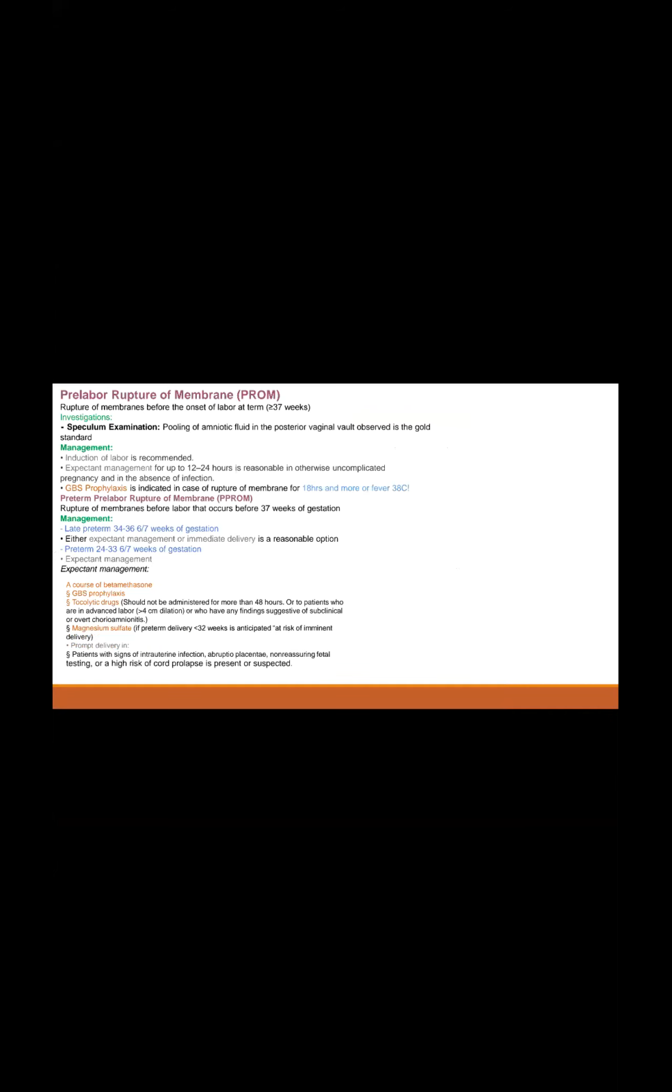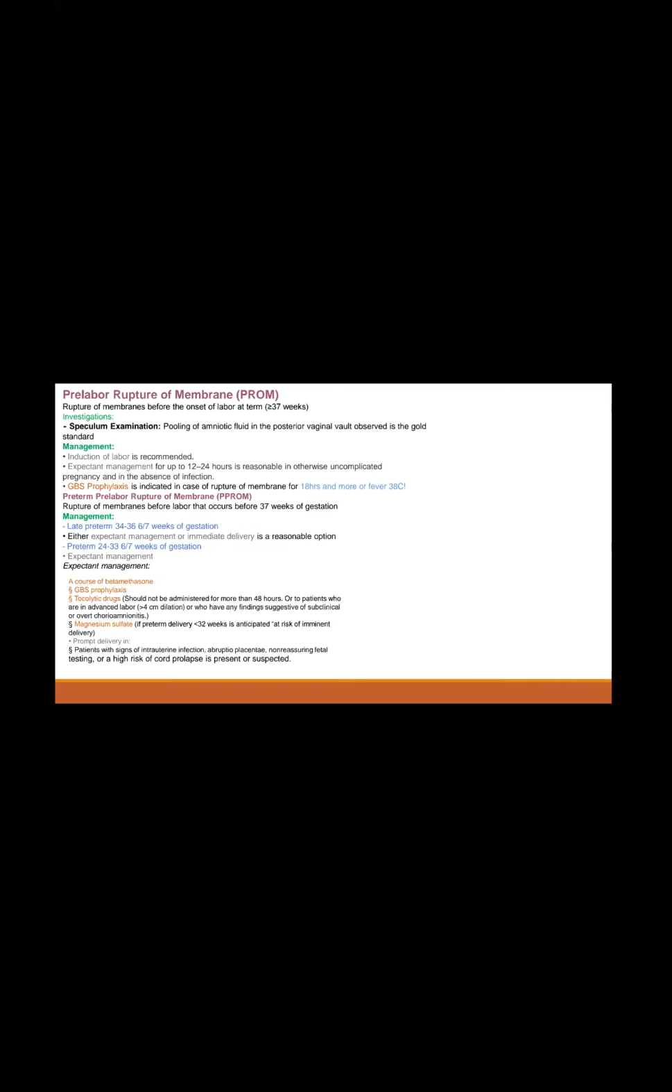So for management, we have to do the speculum examination. We have to do induction of labor. For expectant management, we have to give group B strep prophylaxis to prevent infection by giving amoxicillin. We have to give the tocolytic drug, and to prevent preterm labor complications we have to give magnesium sulfate. We also have to assess uterine contraction, uterine infection, abruptio placenta, and non-reassuring fetal testing.